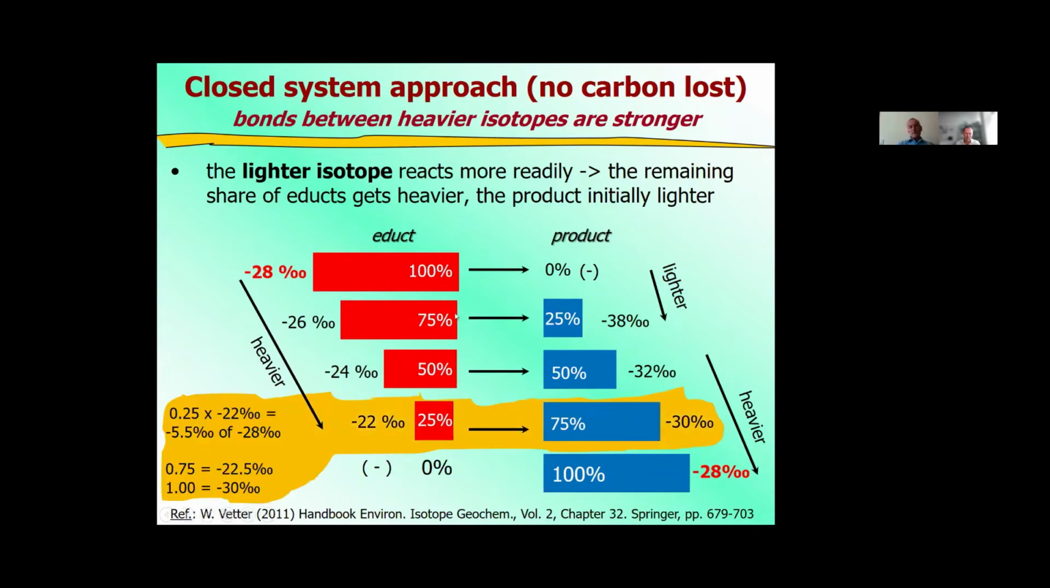For example, if you have a ratio of 25% educt and 75% product, you can calculate 0.25 times minus 22 means minus 5.5 per mil out of minus 28. That means the remaining share of the minus 28 must be in the product. That would be minus 22.5 per mil. And if you calculate up, then the product at this stage must have a delta 13C value of minus 30 per mil.